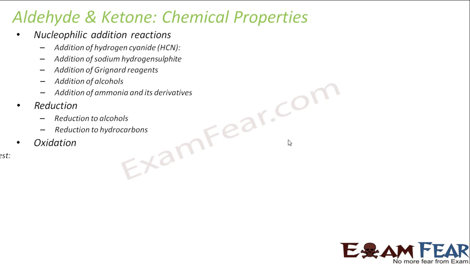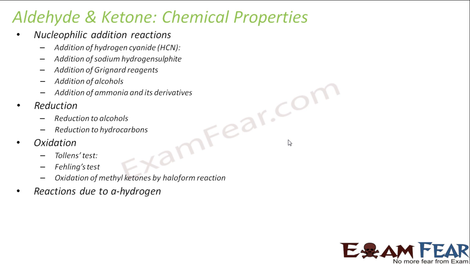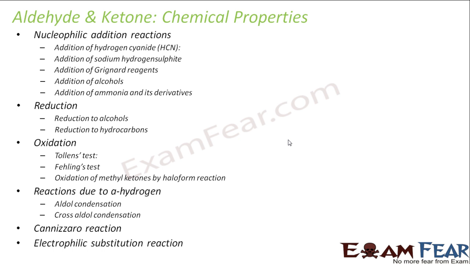We'll talk about oxidation. In oxidation, we'll talk about Tollens' test and Fehling's test. We'll talk about oxidation of methyl ketones by haloform reactions. We'll also see reactions due to alpha hydrogen. We'll see alpha hydrogen is more acidic. We'll talk about aldol condensation in this alpha hydrogen reaction, and cross aldol condensation. We'll talk about the Cannizzaro reaction where there is no alpha hydrogen, and we'll also talk about electrophilic substitution reaction. So we'll talk about these kinds of reactions for aldehydes and ketones.